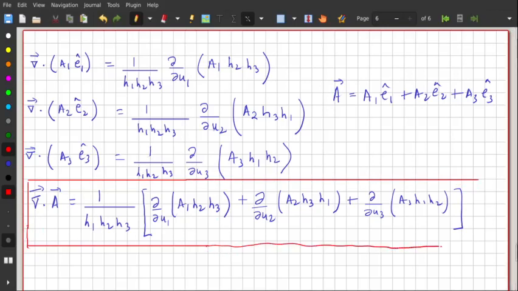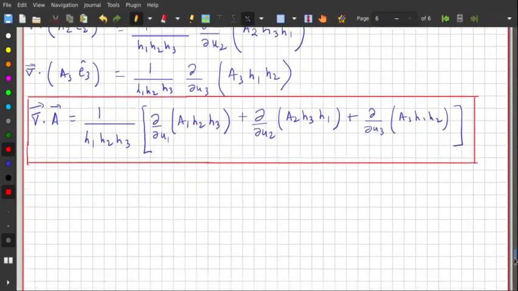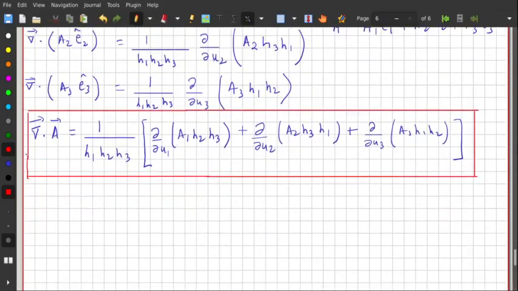Okay, so this is the expression that we were targeting to have, and this is a very general expression, as you'll see. We'll use this expression for various coordinate systems to get the expressions for the divergence operator in the corresponding coordinate system.